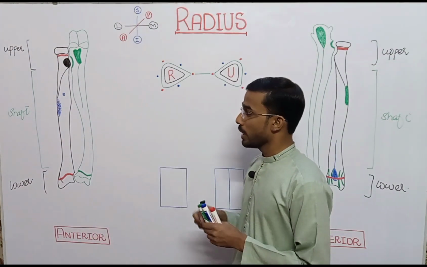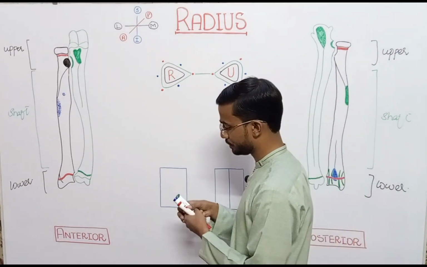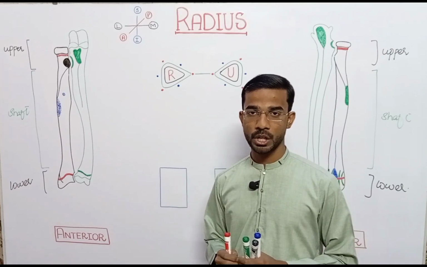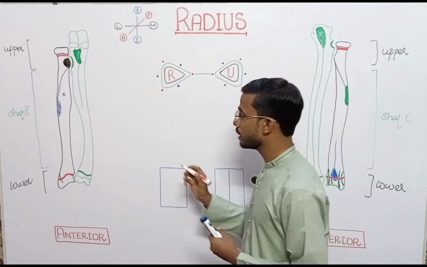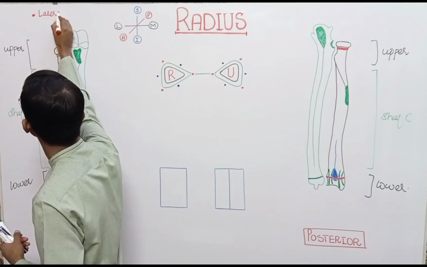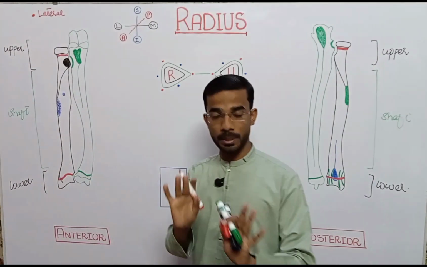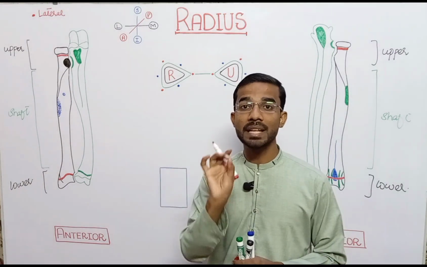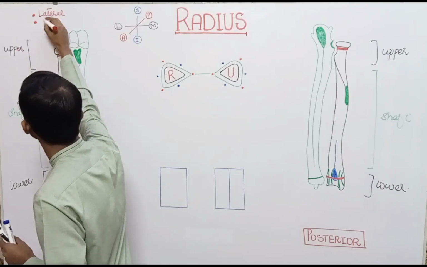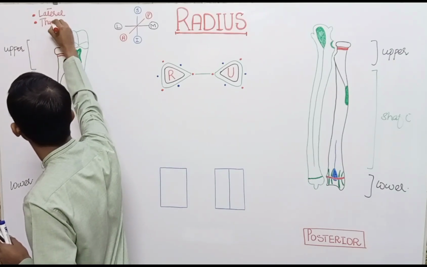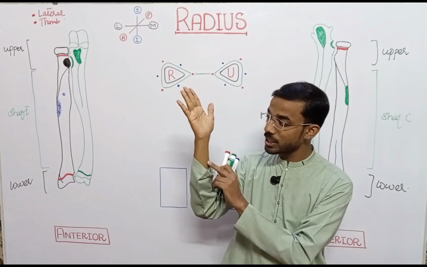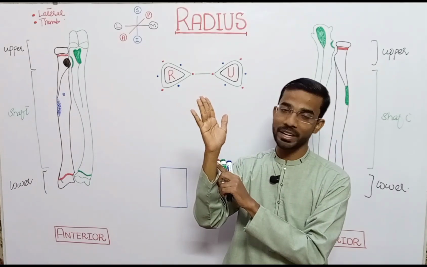Here you can see that the radius is present at the lateral side of the body. Keep in mind that the radius is present at the lateral side of the body. This is the important thing: it is present at the thumb side. You will see the radius is always present at the thumb side. Here, this is the thumb and the radius is present at the thumb side. So this point is very important.